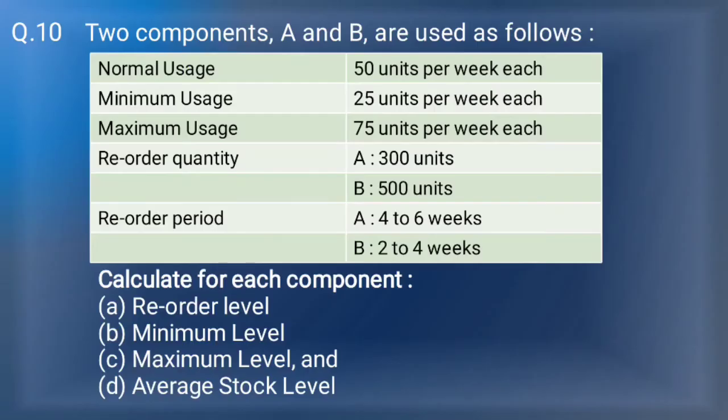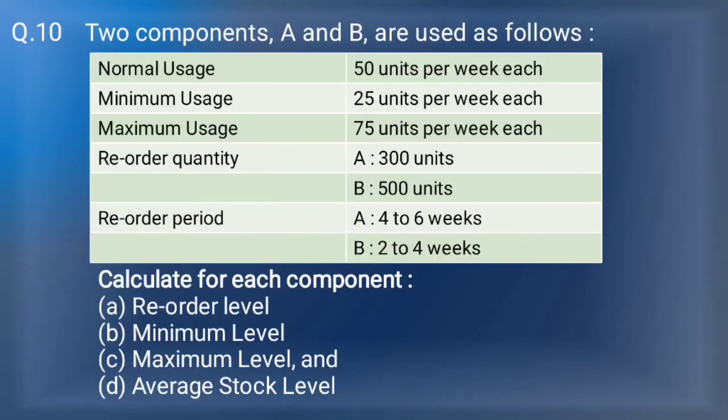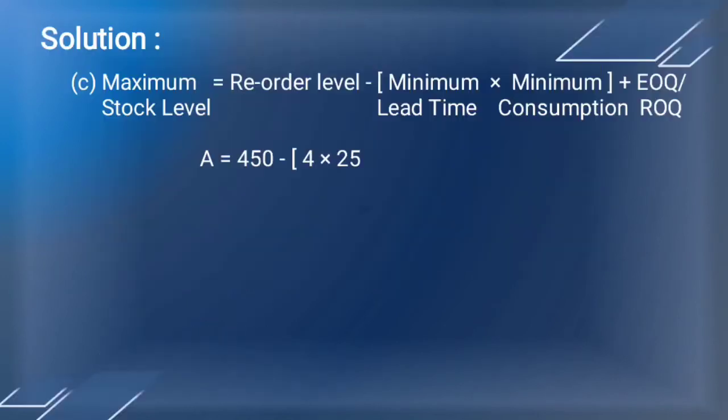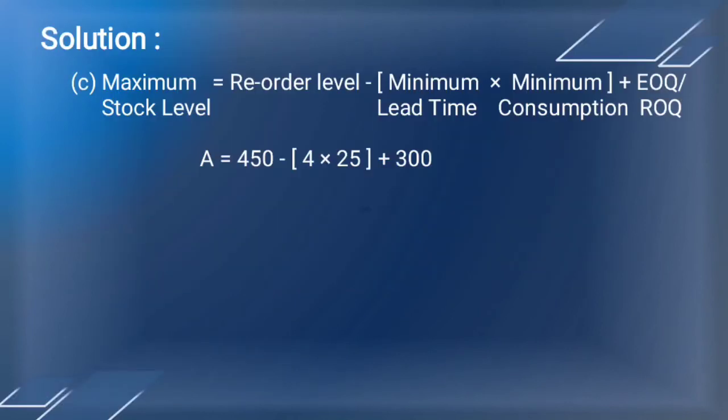which is given as 4 for component A, into minimum consumption, which is given as 25 units per week each, plus EOQ, which is given as 300 units for component A. So we'll record 300, which will be equal to 650 units. So the maximum stock level for component A is 650 units.